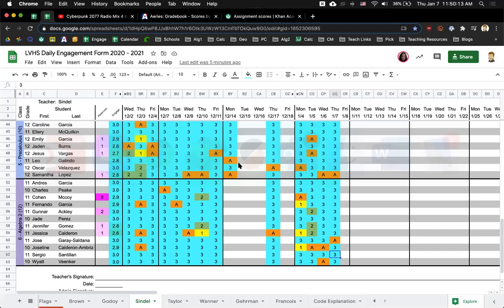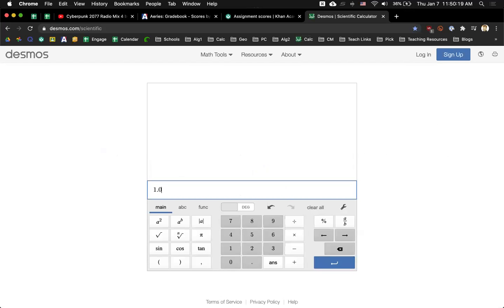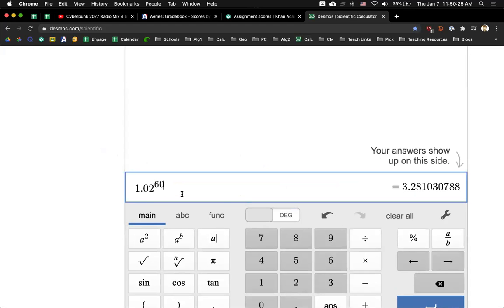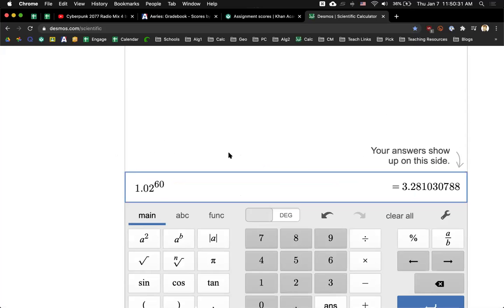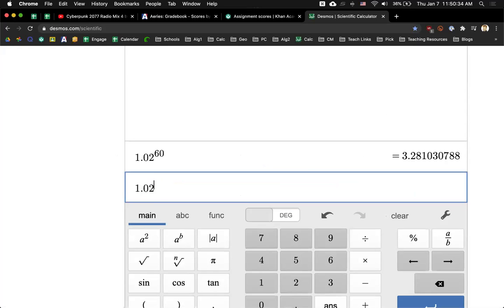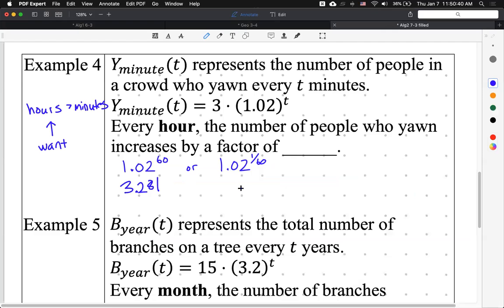So let me pull up my calculator to do this problem. 1.02 to the power of 60 is 3.281. And you can see if you did 1.02 to the power of 1 over 60, it basically turns into 1. So this is basically 1.000. Which of these numbers gets bigger? This one gets bigger, and we want it bigger. So the answer here is 3.281. It didn't say what to round to, so I just chose a number.